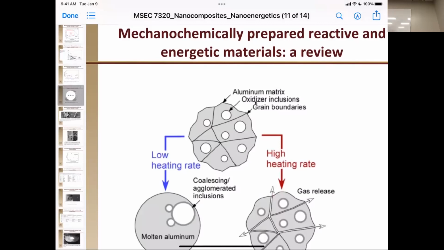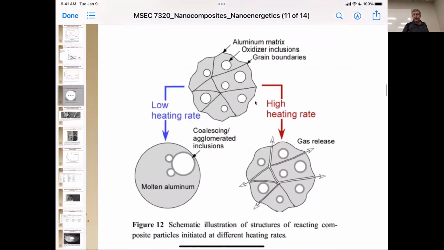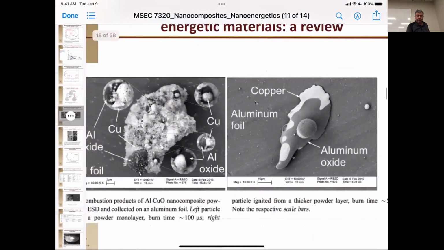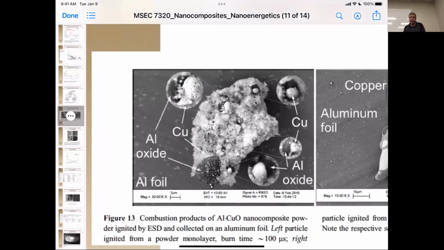Okay, so what does this look like in reality? Since that's a really cool graphic. All right, so if we look at this one right here, this one was done with a high heating rate. Okay, we can tell this because all the little pools of oxides or copper are scattered all over the place. There's little teeny bits everywhere. Okay, that's telling you that we had a bunch of different little fragments burning all at the same time. In fact, it burned much faster.